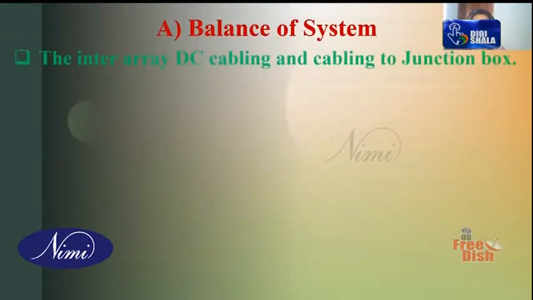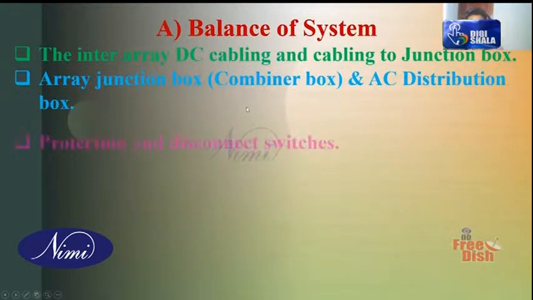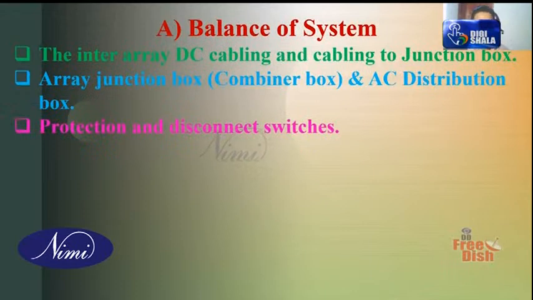So first let us see what are the components. क्या components होती है. There is an inter-array DC cabling. Array we have already discussed. That is the group of solar modules connected. So modules should be connected together. That is called array. And under array DC cabling and cabling to junction box. Then array junction box, combiner box. Otherwise it is called as combiner box. A DC distribution box is called combiner box also, or array junction box, and AC distribution box also.